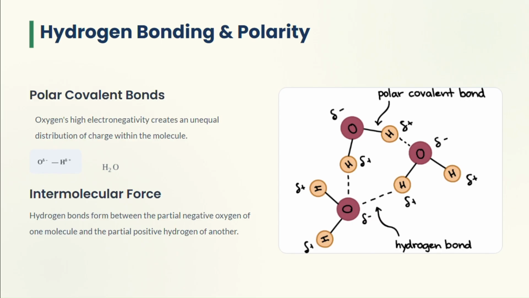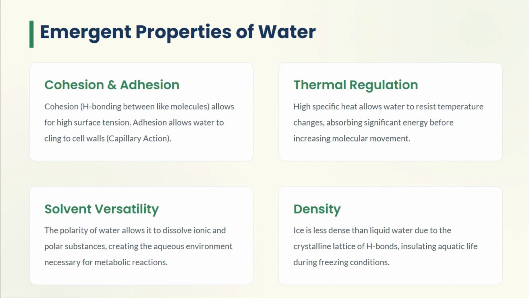Oxygen is partially negative, while hydrogen is partially positive. For this reason, the partially negative oxygen will form a covalent bond with the two partially positive hydrogen atoms. Oxygen's high electronegativity creates an unequal distribution of charge, which creates this polar covalent bond. Intermolecular forces form between these water molecules in a form called hydrogen bonds, which form between the partial negative oxygen of one molecule and the partial positive hydrogen of the other.